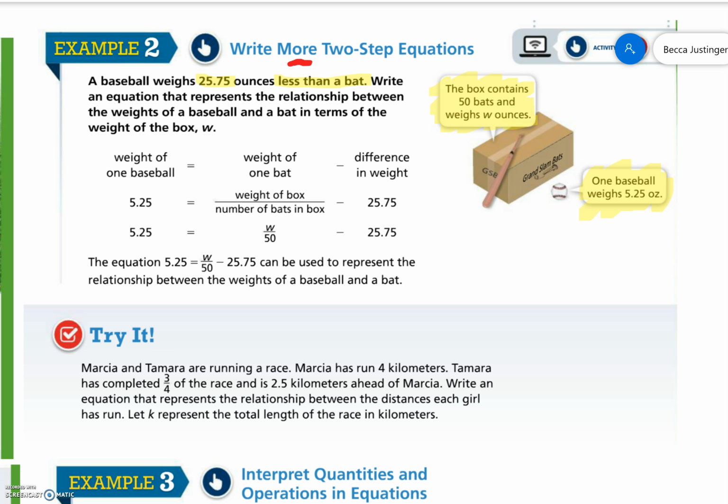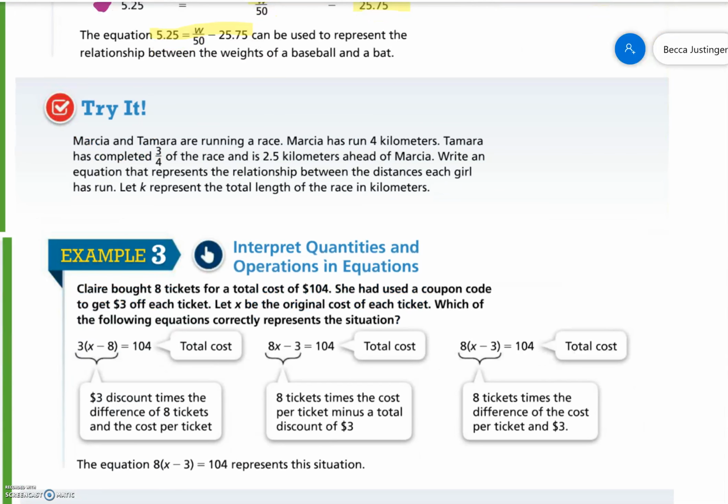So we're going to take the weight of one baseball, which equals the weight of one bat minus the difference in the weights. So here we have the weight of one baseball. Then we don't know what the weight of the box is. Since we don't know the weight of the box, we just use a W. But we know there's 50 bats in the box, so we have to divide that weight by 50 to find out what one bat is. And then subtract 25.75, which is the difference. So here's our equation. And we will work on solving next class.